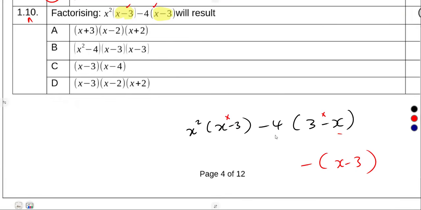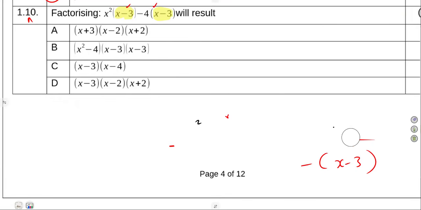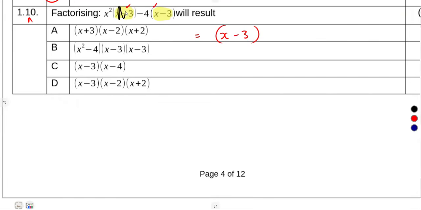So there is no need for us to even apply this concept of factoring out a negative. Simply factor out the common bracket, which is the same, which is x minus 3. If you factor out this bracket of x minus 3 here, you're going to remain with x squared. Here, you're going to remain with minus 4.